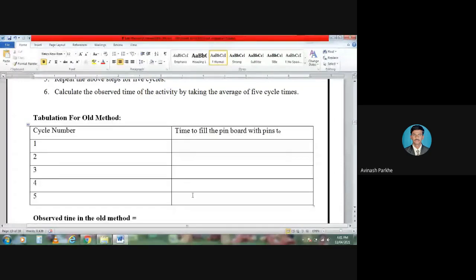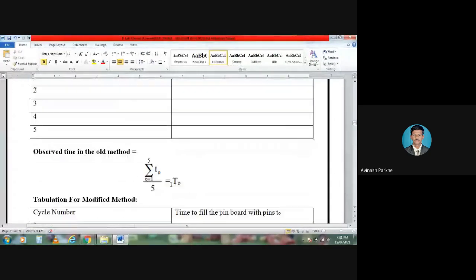At the end you have to take their average. Here one simple formula is there. How many cycles are there? 5 cycles. So 50 plus 49 plus 50 plus 51 plus 49, divided by 5, you will get one average value. That average value represents the time required to complete the task by using the single hand only. So this is the first experiment, the first task we have to perform.